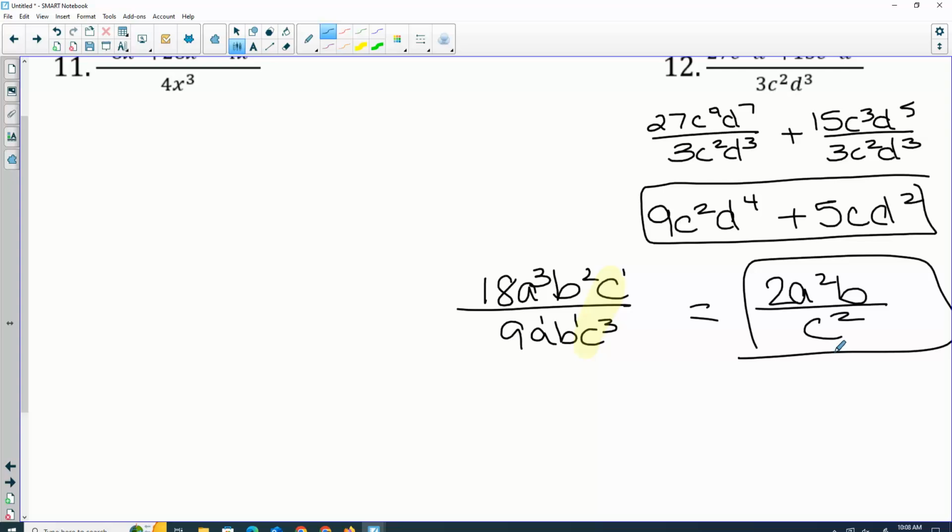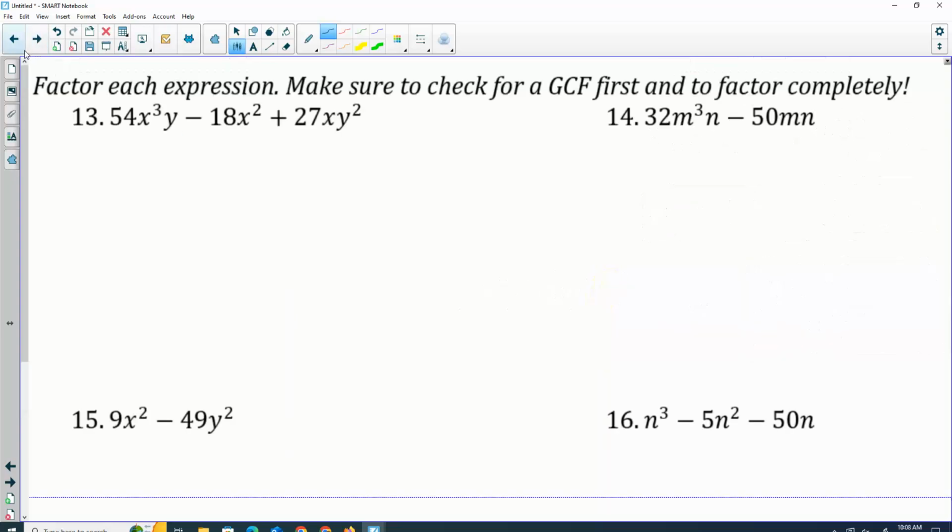Alright, that's the old stuff we were reviewing. Are there any questions over that right now? Like I said, if I have enough time, I'll come back and work some of those other problems. Now let's review our factoring.